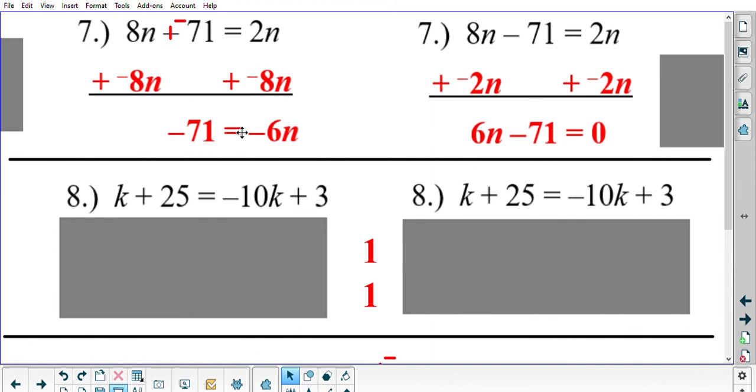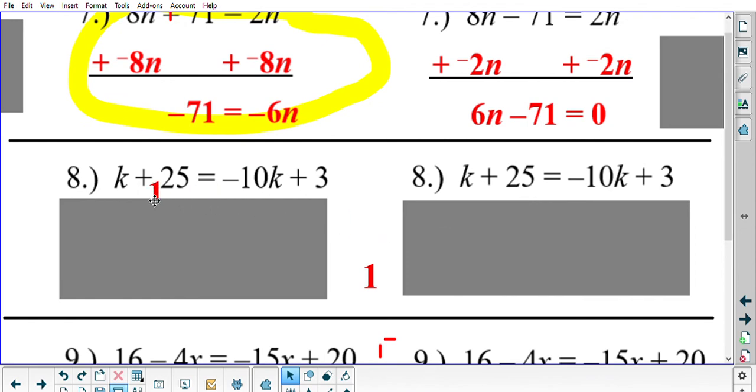The other version that I did for you first here would only have 1 thing happening to the variable, and therefore only 1 inverse operation to solve. That's why the best version is the version I showed you over here, over on the left. That's the best way of doing a problem where one of the sides has only the variable term. All right, moving on. Number 8.